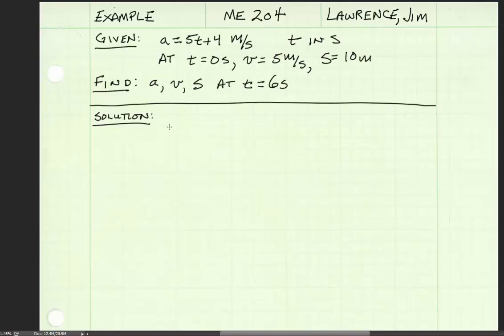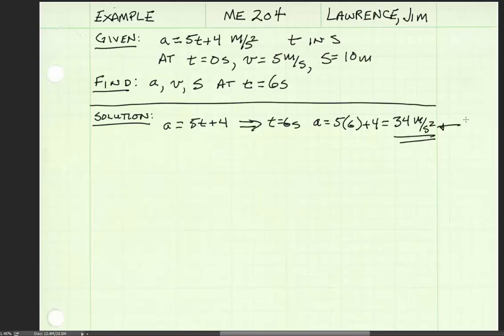Okay, well, let's start with our acceleration. Acceleration is equal to 5t plus 4, so at t equals 6 seconds, acceleration is equal to 5 times 6 plus 4, which equals 34 meters per second squared. So there's my acceleration at 6 seconds. Now we need to find the velocity.